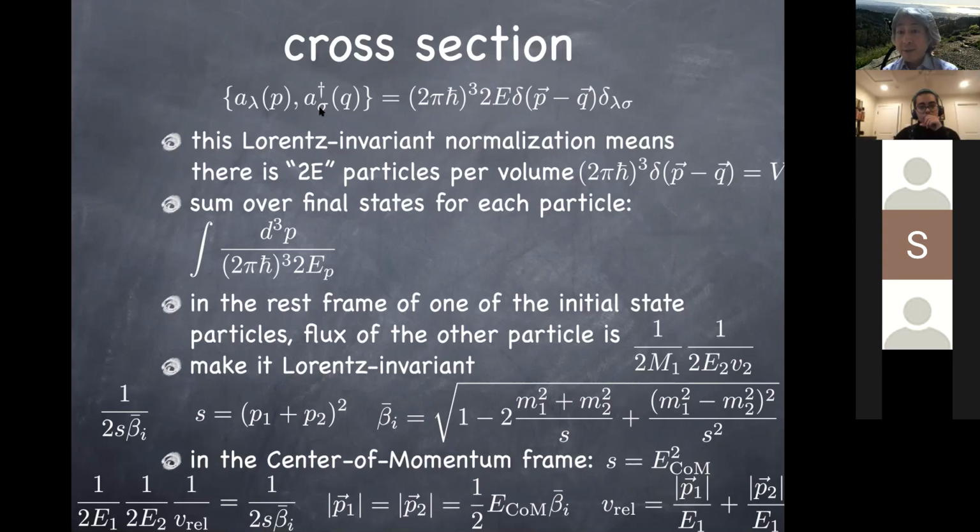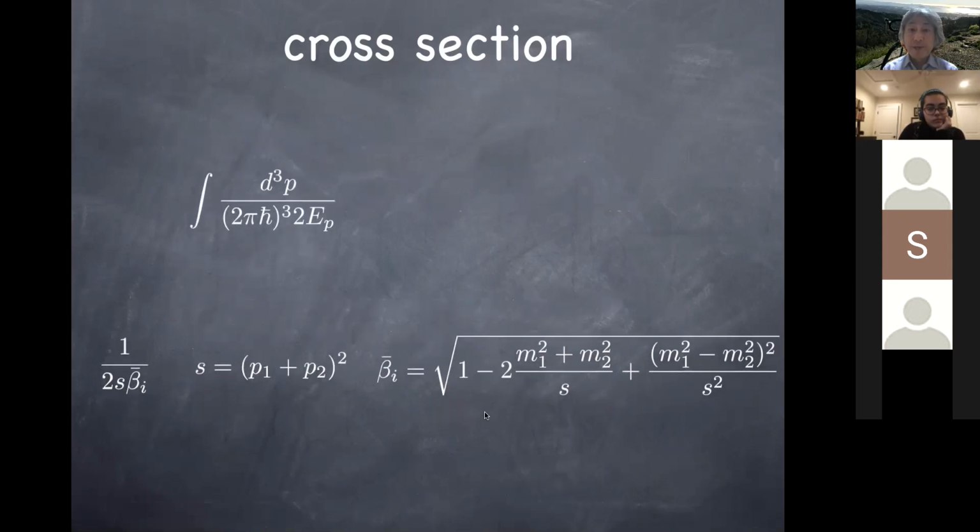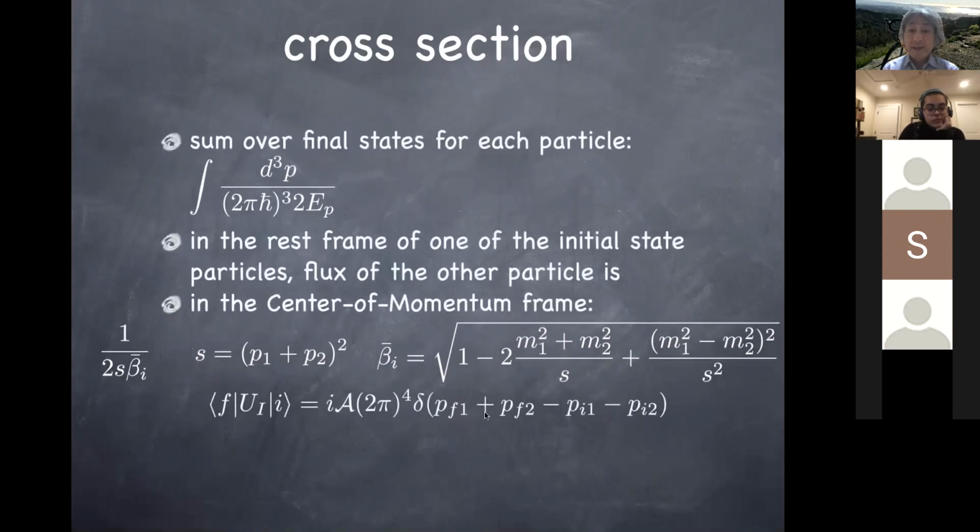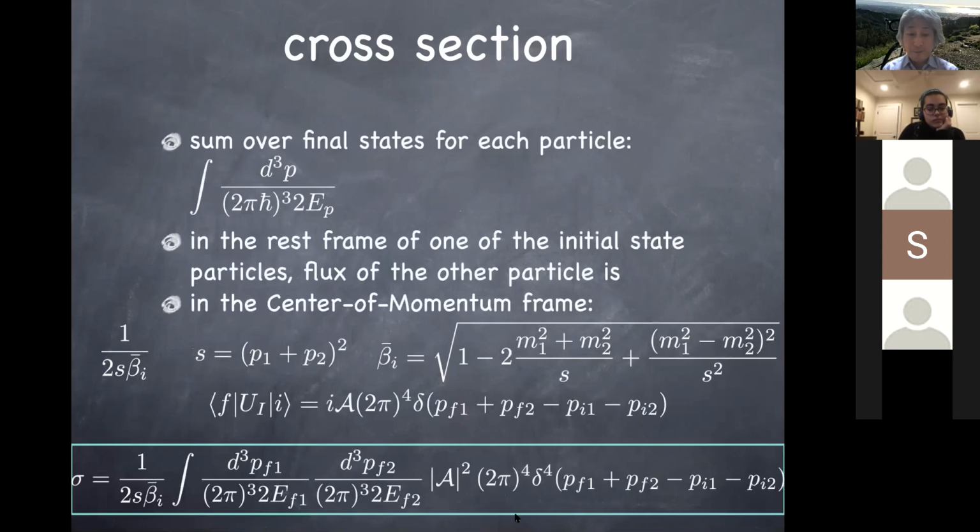Any other questions? So again, you don't need to remember this argument at all at the end of the day. All you need to remember is that the sum over the final states is done with this Lorentz invariant phase space, and then the flux factor is given by this 1/2s beta bar I. So if you put all of these things together, here it is. This is the master formula.